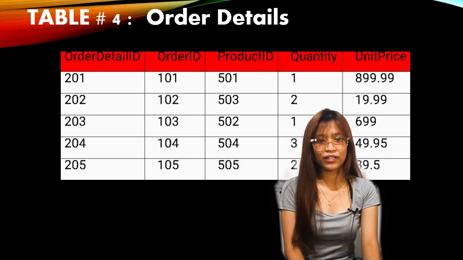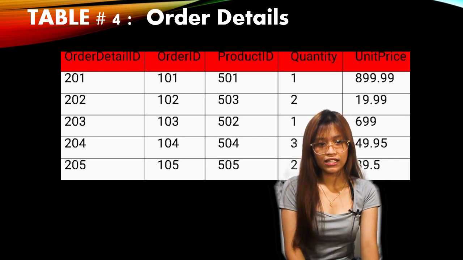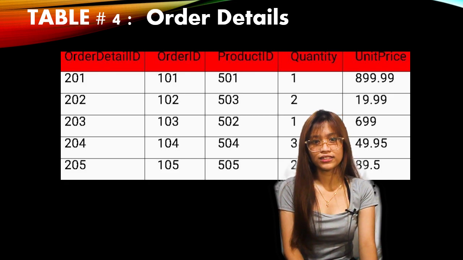For the last table number 4, order details, it shows 5 fields: order detail ID as the primary key, order ID serve as the foreign key, product ID, quantity, and unit price.